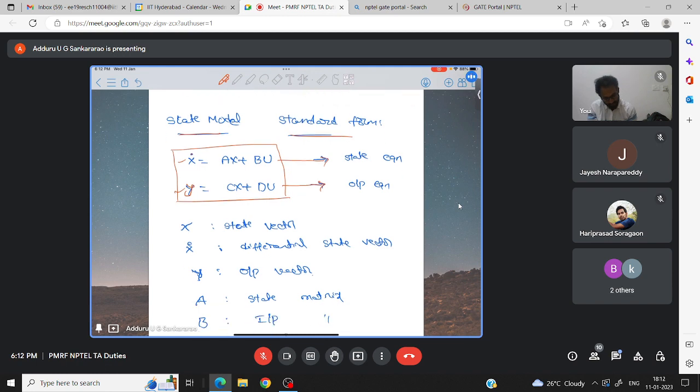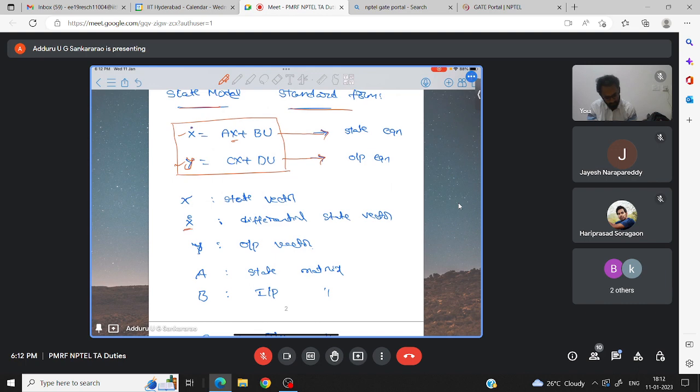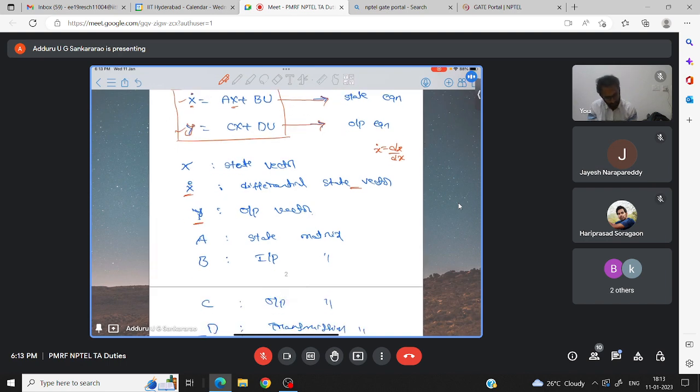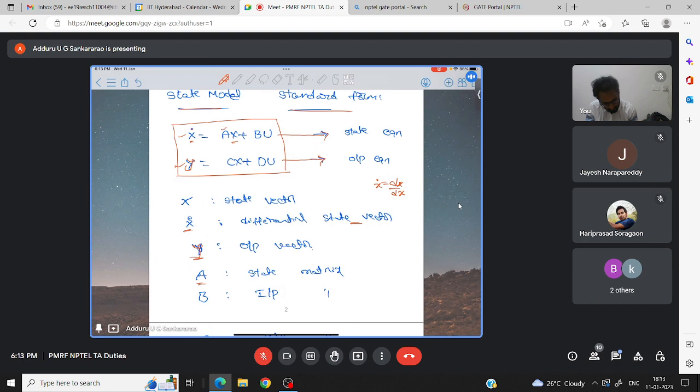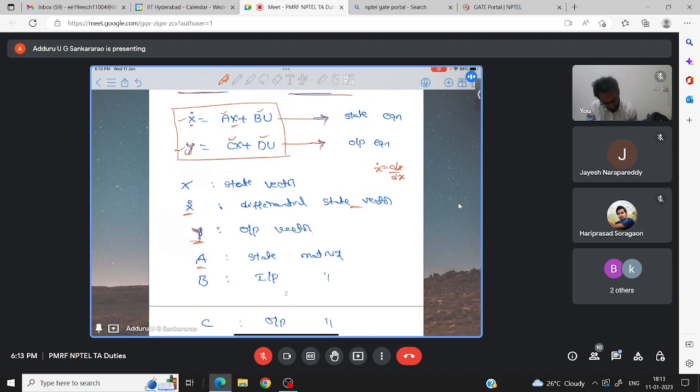Okay, here x is called the state vector. And x dot is nothing but the differential state vector. Suppose you have x, then x dot is nothing but the derivative of x. So y is the output vector. And A is the state matrix. So here A, B, C, D, these are matrices. Also, I left one thing: u is the input vector here.